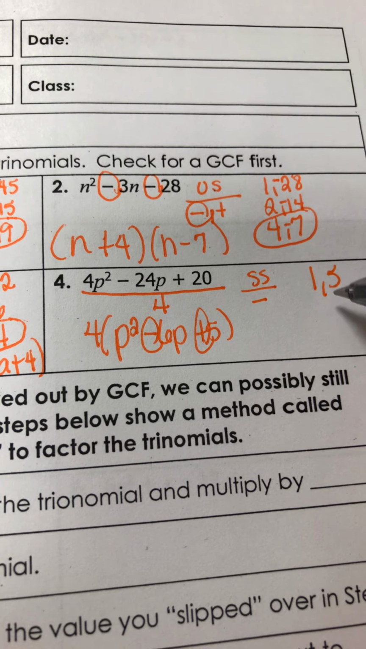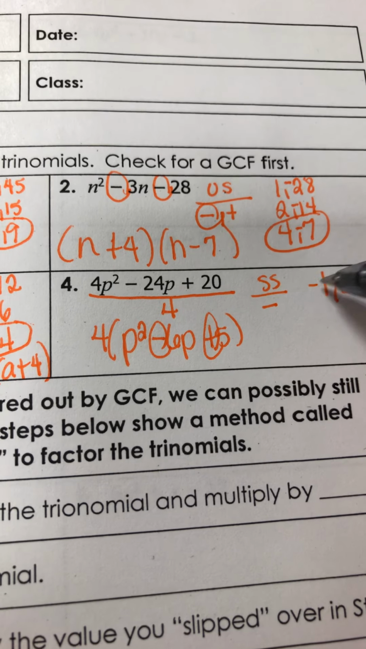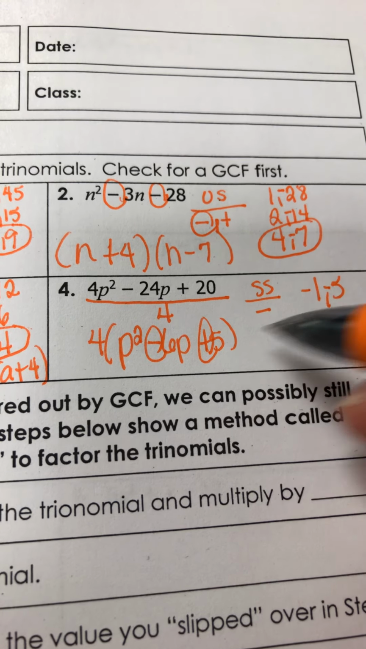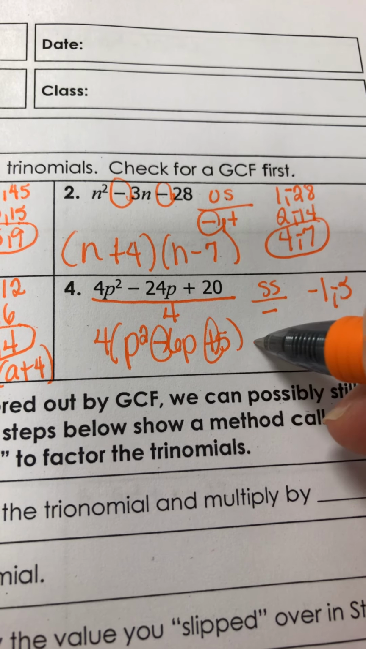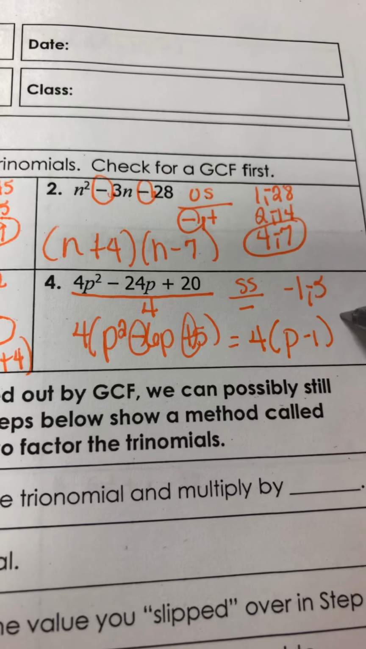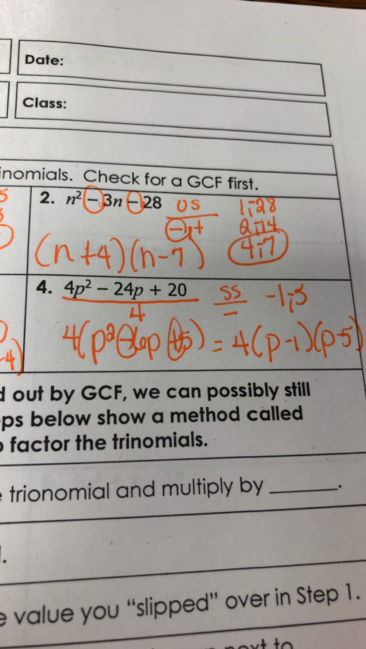So with 5 being prime, my only factors are 1 and 5. But both of those need to be negative. So both of these will multiply to give me 5, but add to give me negative 6. Bring your GCF over, and we'll have 4 times p minus 1, p minus 5. Okay.